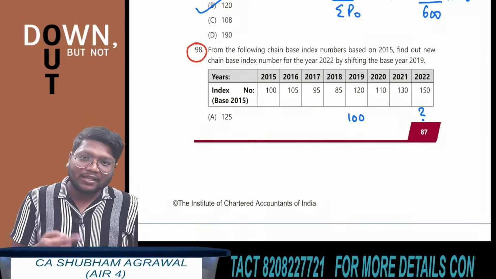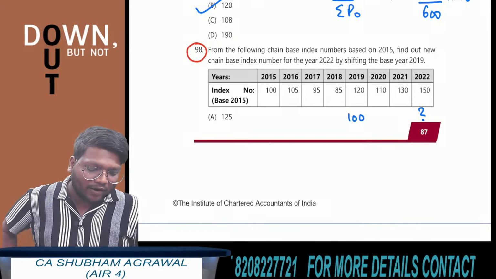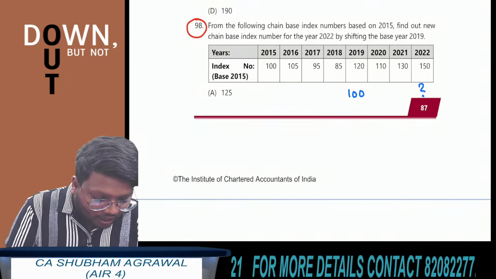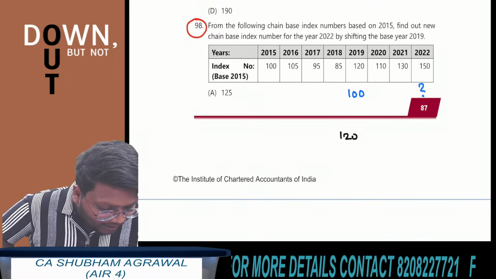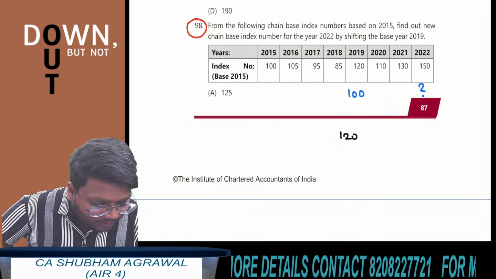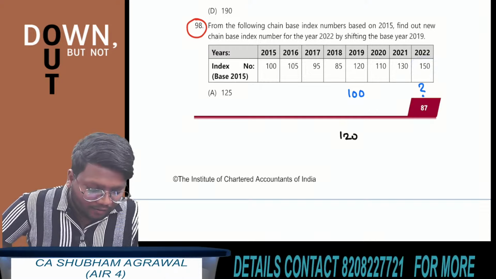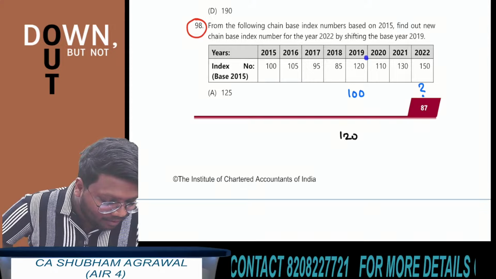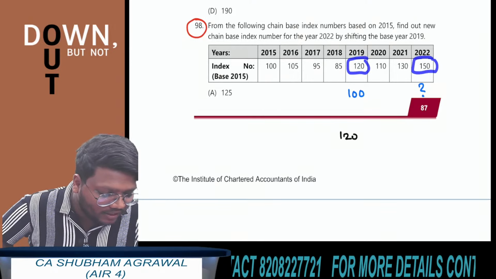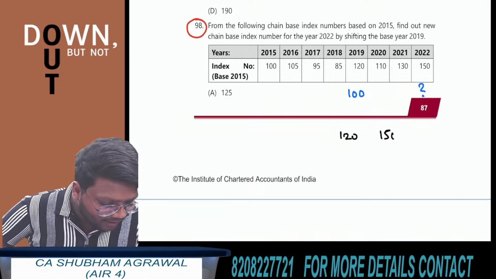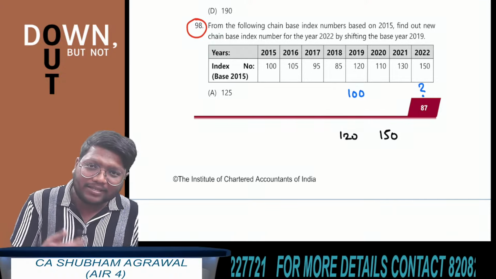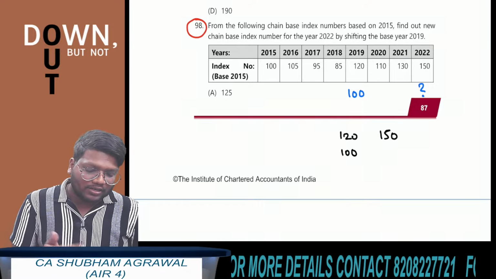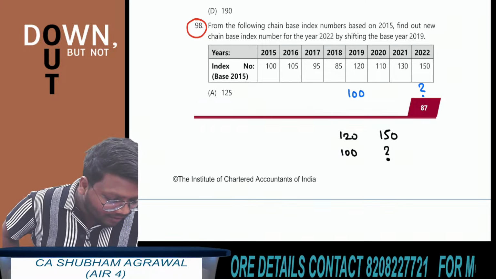After shifting the base year to 2019, we have to find the chain index number for the year 2022. Now see how to solve this. I am writing here 120 and this is 150. When the base year was 2015, at that time the index number of the year 2019 was 120, and the index number of the year 2022 was 150. Now the base year gets shifted to 2019. So the index number of the year 2019 is now 100. And now we have to find the value of this question mark.